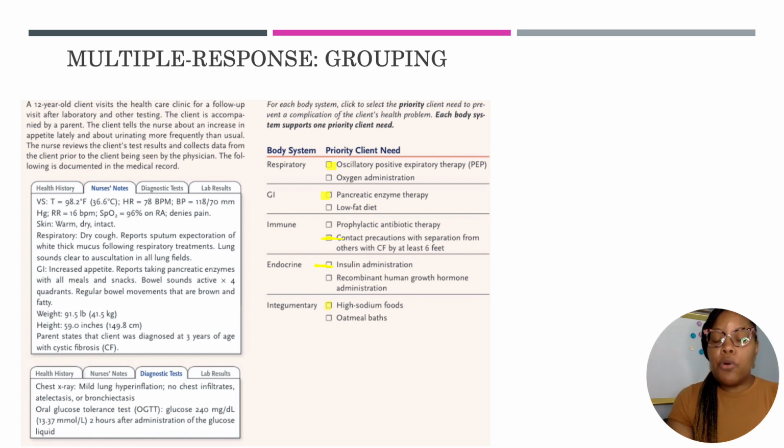So this question is just a reminder of how deep this NCLEX wants you to be able to think. So you need to make sure that you are reading and understanding your disease processes. You cannot memorize anything. You have to be able to understand how these disease processes work in order to answer these NCLEX questions.